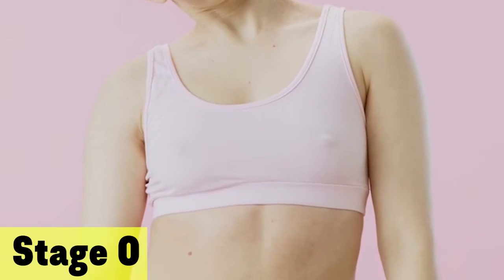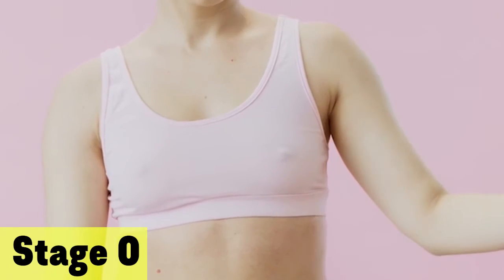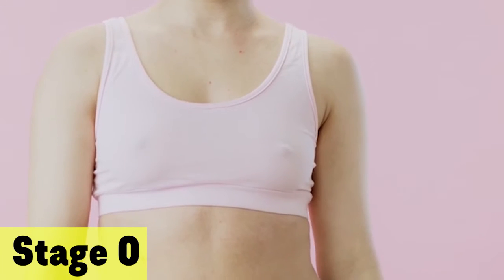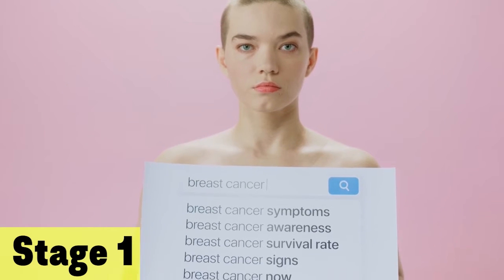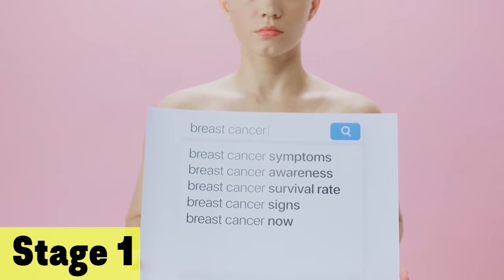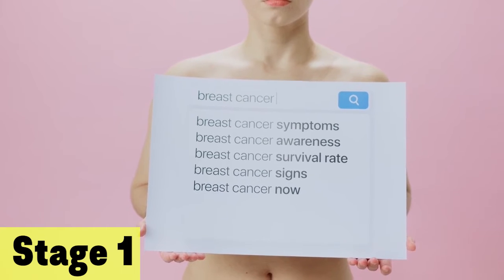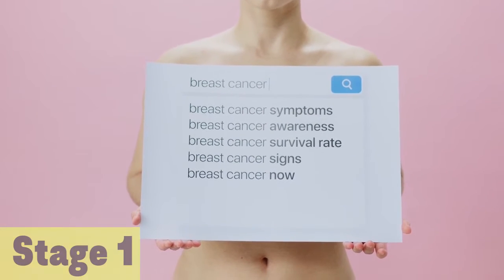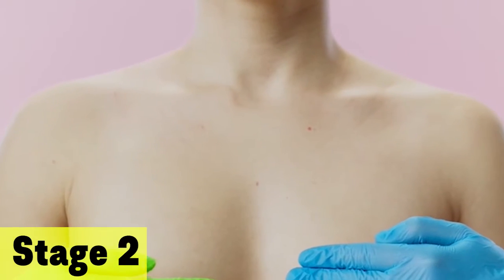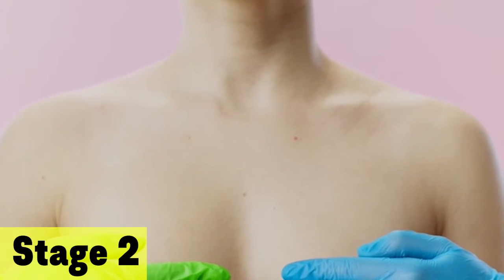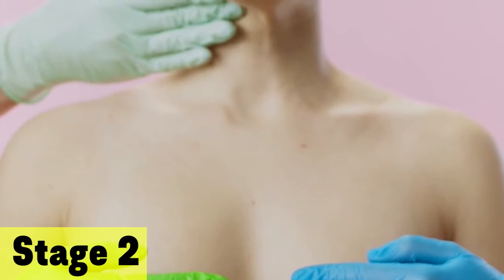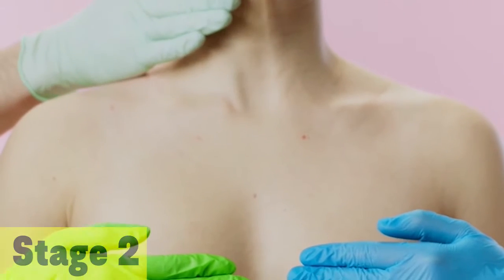Stage 0. Known as ductal carcinoma in situ, the cells are limited to within the ducts and have not invaded surrounding tissues. Stage 1. At this stage, the tumor measures up to 2 centimeters across. It has not affected any lymph nodes, or there are small groups of cancer cells in the lymph nodes. Stage 2. The tumor is 2 centimeters across, and it has started to spread to nearby nodes, or is 2 to 5 centimeters across, and has not spread to the lymph nodes.